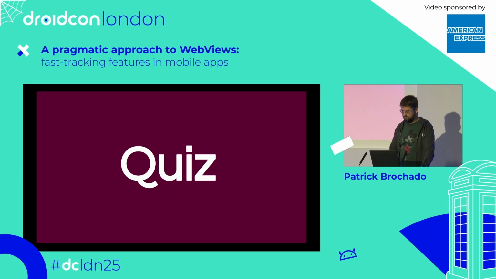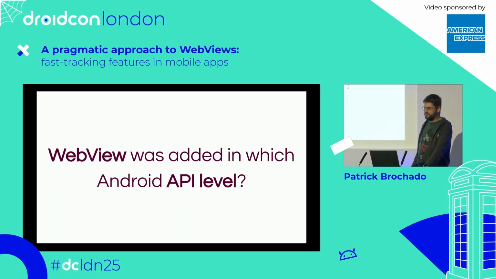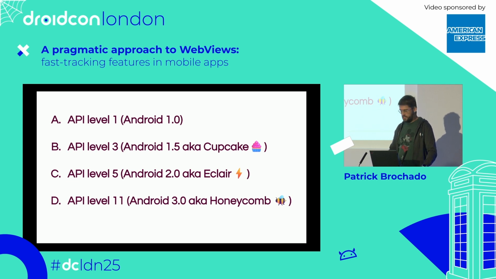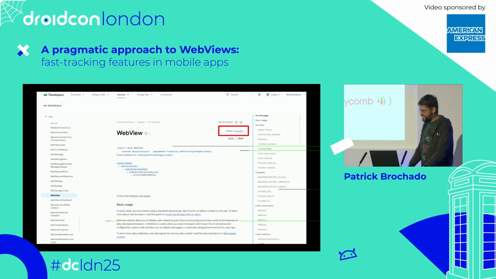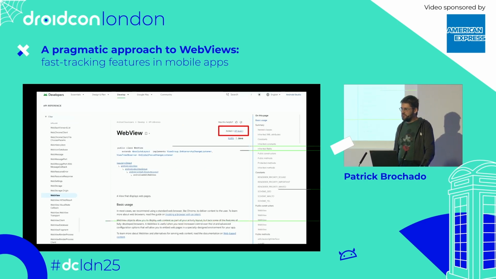Let's do a small quiz. The question is simple. WebView was added in which Android API level? Answer A, level 1, the first public Android version. Answer B, Cupcake. Answer C, Eclair. Or answer D, Honeycomb, the first Android version designed for large screens and tablets. So A, B, C, or D. And yes, WebView has been part of the Android story since day one, and we learned a lot since then.